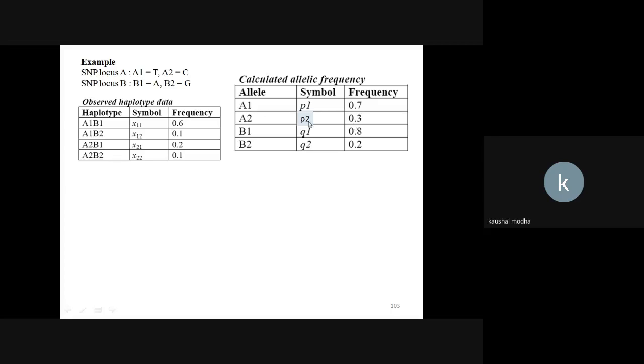Frequency of the A2 allele is 0.2 plus 0.1 because in these haplotypes A2 is present, so it is 0.3. For B1, 0.6 plus 0.2 because B1 is present in these two haplotypes. It is 0.8. B2, 0.1 plus 0.1, 0.2. So now if you sum up these two frequencies of locus A, P1 plus P2 is equal to 1, remember. Here P1 and P2 are the frequencies of these two alleles of a locus. So P1 plus P2 is equal to 1 and Q1 plus Q2 is equal to 1.